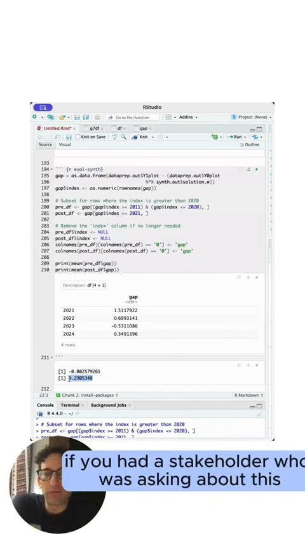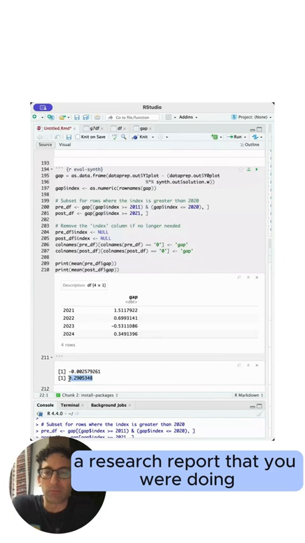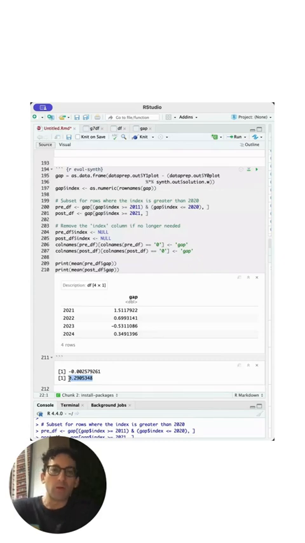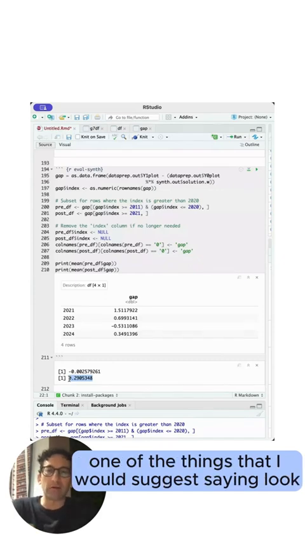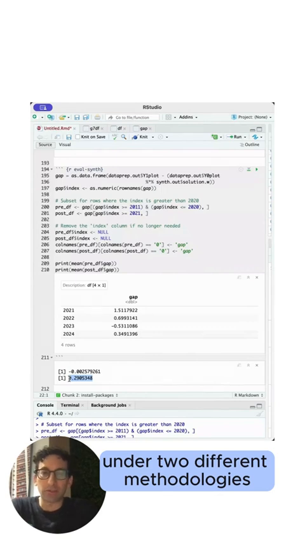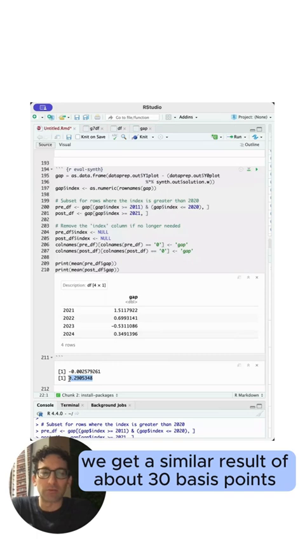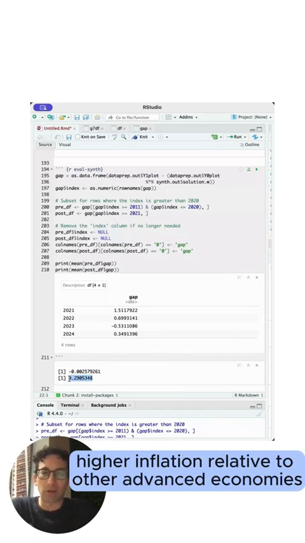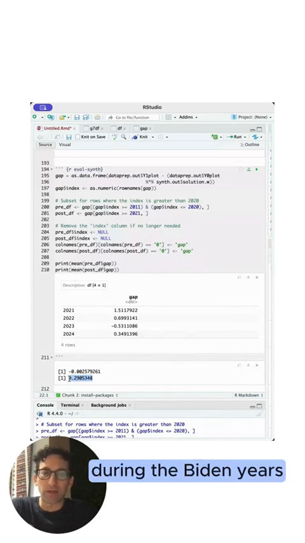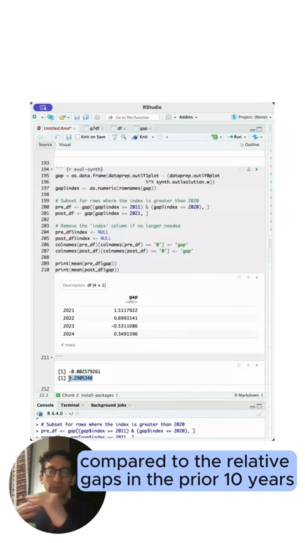And so if you had a stakeholder who was asking about this, if this was a research report that you were doing, one of the things that I would suggest is saying, look, under two different methodologies, we get a similar result of about 30 basis points higher inflation relative to other advanced economies during the Biden years compared to the relative gaps in the prior 10.